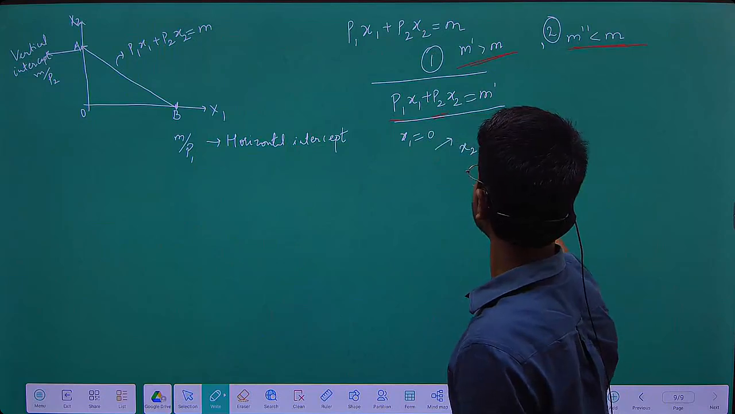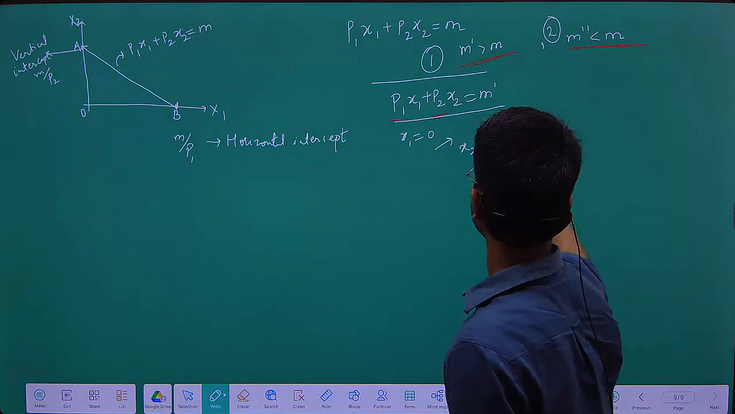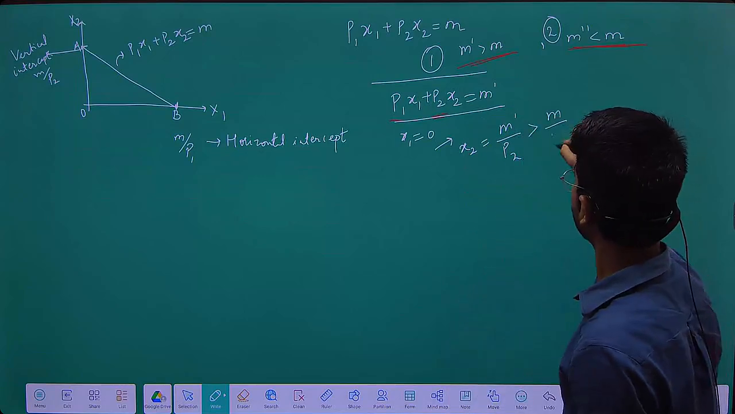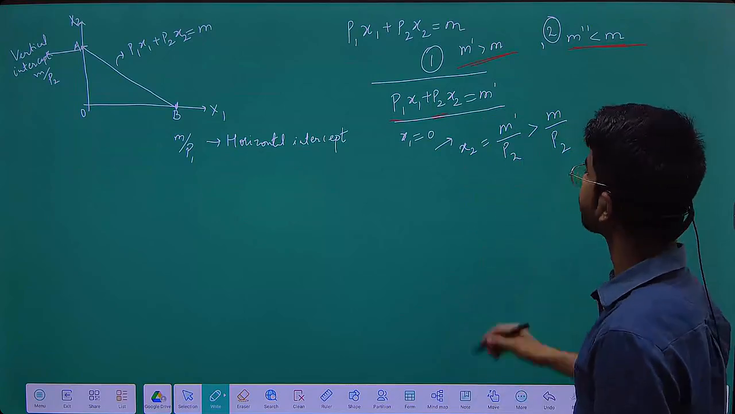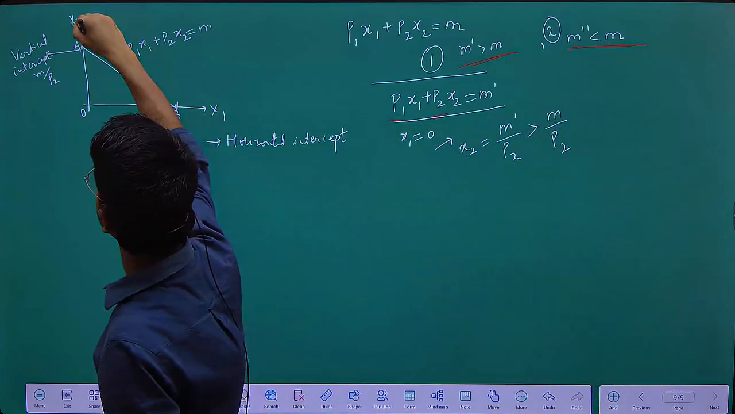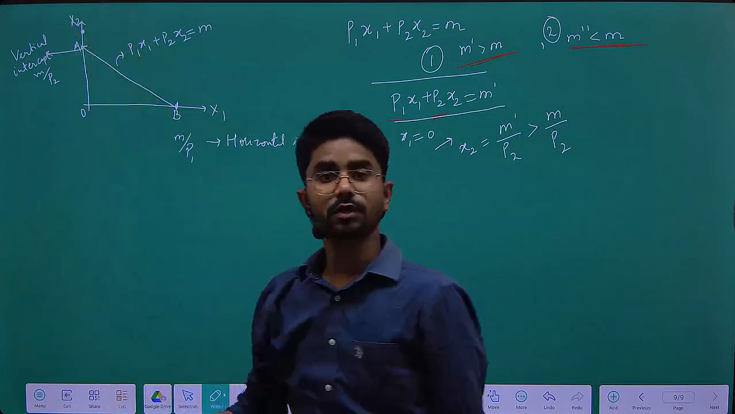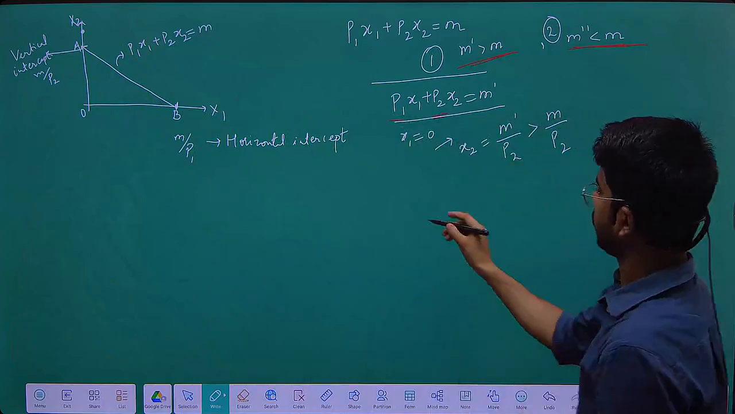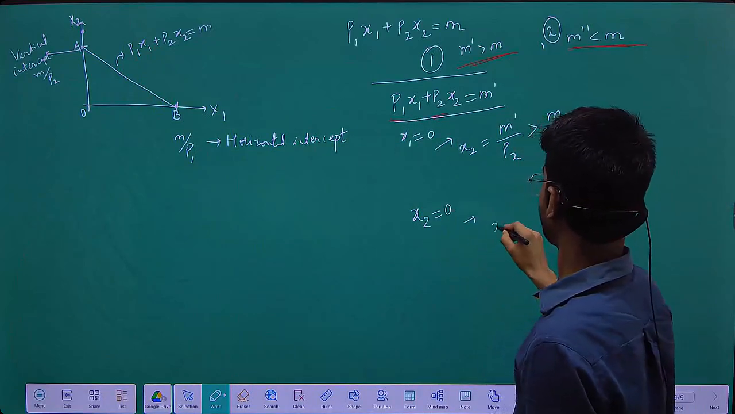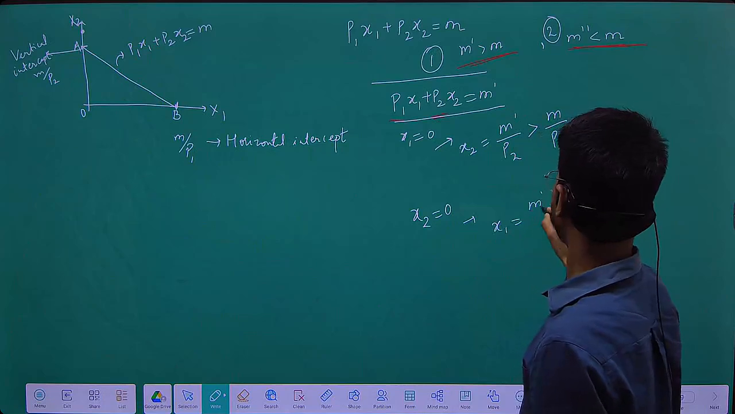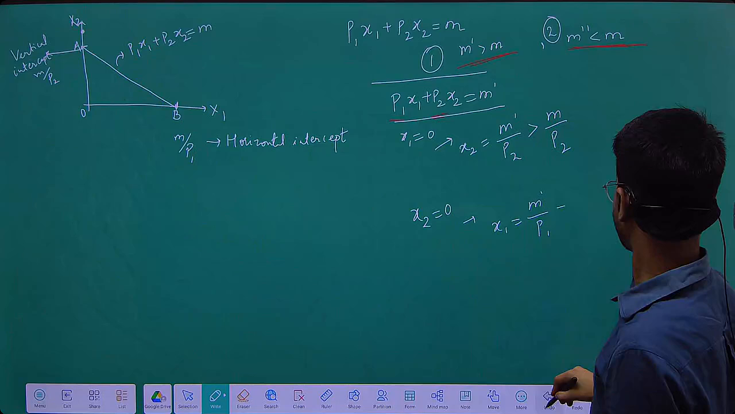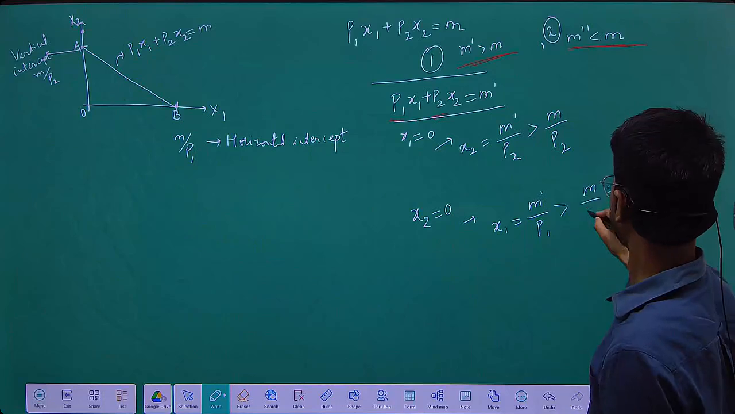equal to M dash upon P2. So this would be greater than M upon P2. Okay. So there would be some point here which would be M dash upon P2. Similarly, if you have x2 equal to 0, in that case you will have x1 equal to M dash upon P1, and this would be greater than M upon P1.